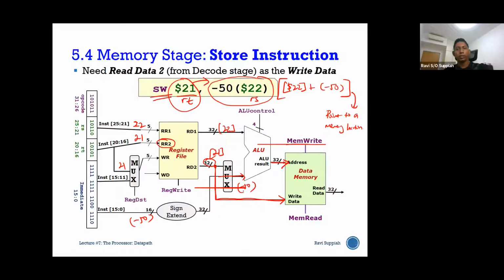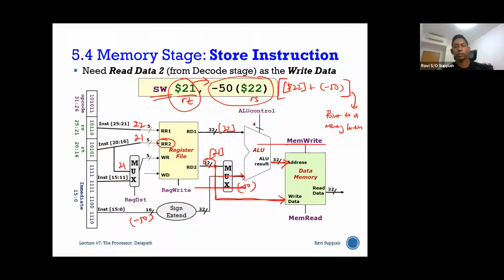Okay, and you can see that there is no multiplexer there. Okay, that RD2 is directly connected to write data. Okay, so the question here in the chat is, how does the processor know to put RD2 into write data? Okay, so this is hardwired. It is always connected. That means RD2 is always connected to write data.